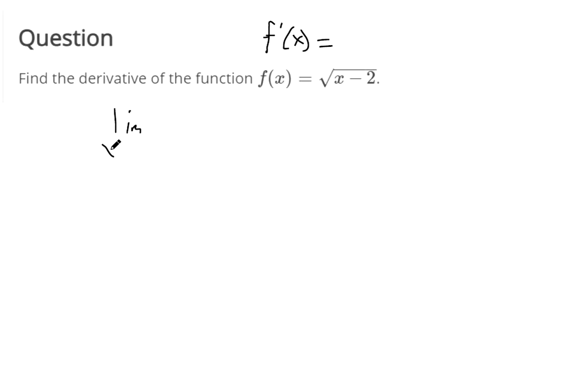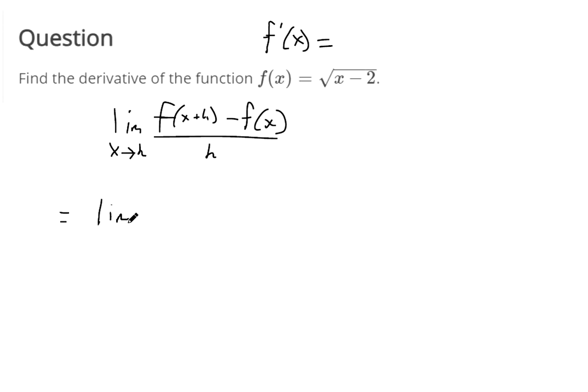Let's see. Let's do this one. The limit as x approaches h for f of x plus h minus f of x over h. Okay. Because this time there's no one point, there's no a. It's just getting infinitely close to every point on the function. So we can plug in x plus h in for x into the function notation.